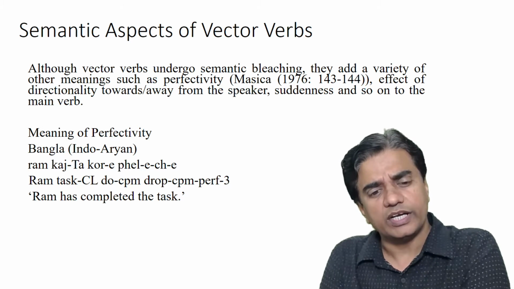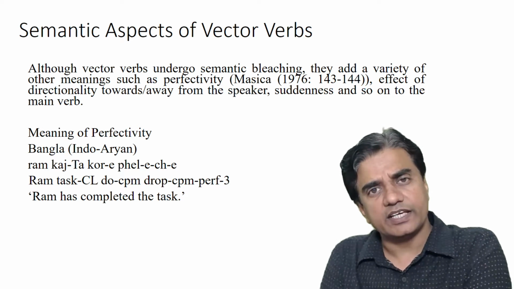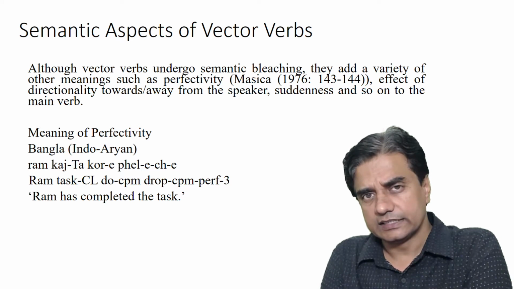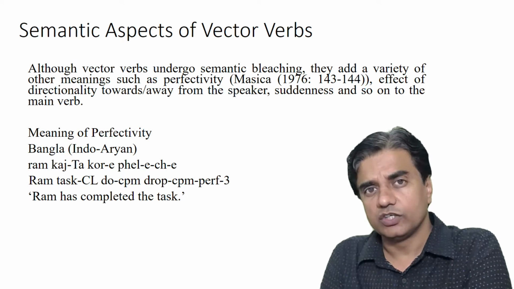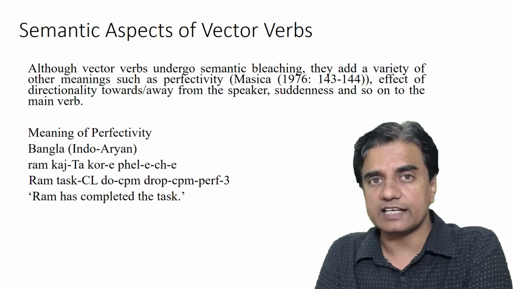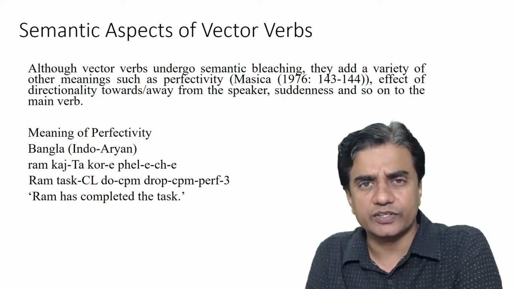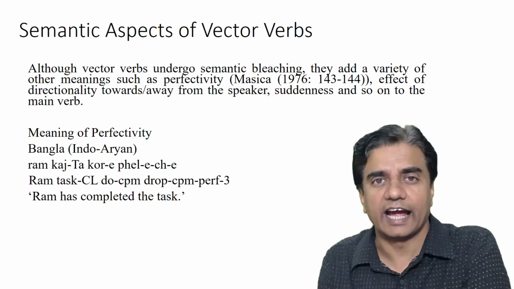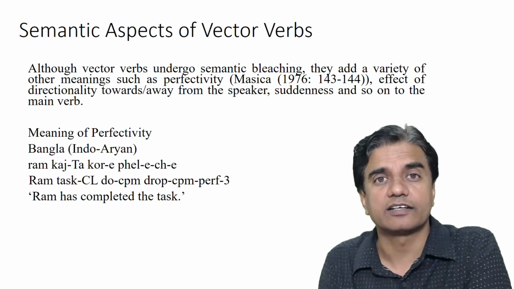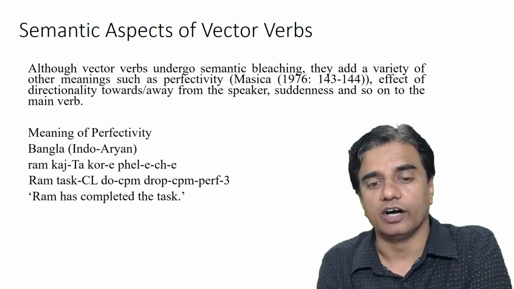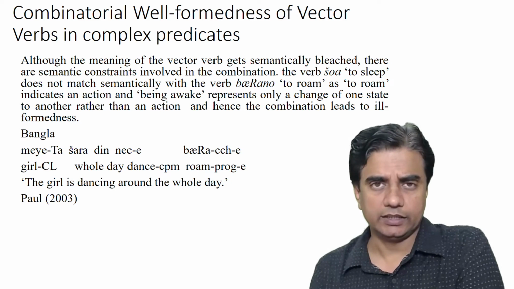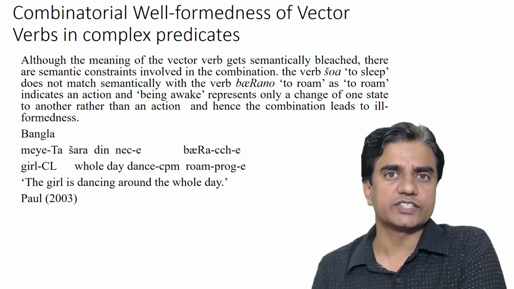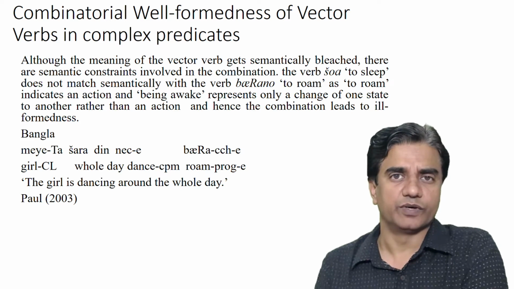So what is important is that semantically speaking, though it is hard, there are differences, and the vector verbs are not really null. We know that syntactically it is not null, and semantically also it is bleached, but not literally null. It's not that it doesn't add any semantic role, any semantic aspect to the total meaning of the entire complex. Likewise, semantically speaking, there are certain constraints on well-formedness of these verbs as well.